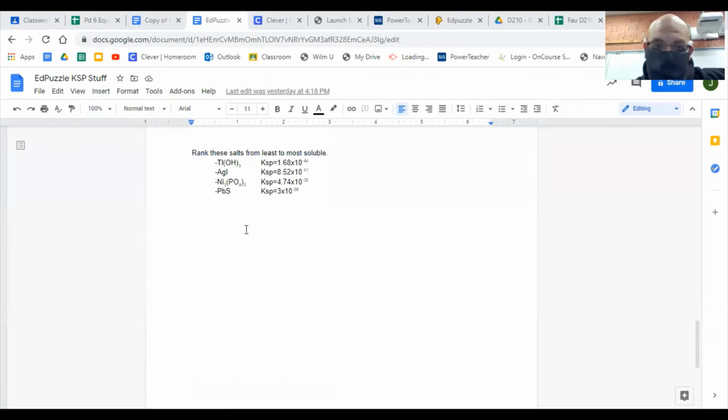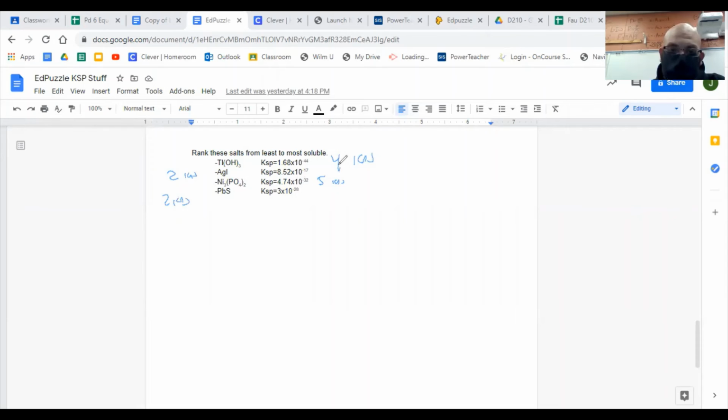All right, so now let's do these ones. Let's rank these salts from least to most soluble. Let's just write out what the bare Ksp expression would be. This salt has 4 ions. Silver iodide has 2 ions. Nickel phosphate has 5 ions, and lead sulfide also has 2 ions.